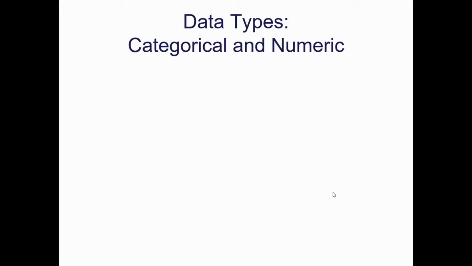So data types. We have categorical and numeric. That shouldn't be anything new. When I said this, I was mainly talking to dual credit. But what did I say was another name for categorical variables? What's that? Qualitative. Yep. So categorical are also known as qualitative variables. Numeric, quantitative.